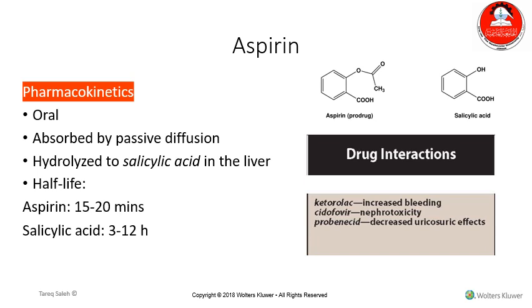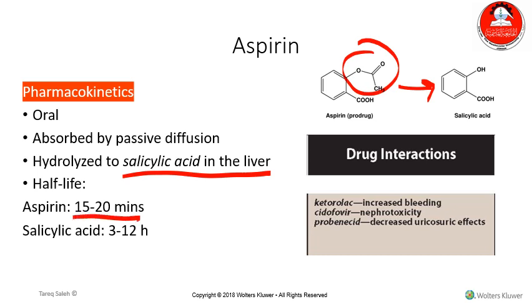Aspirin is frequently given orally, and it is rapidly and passively absorbed from the gastrointestinal tract. And as it passes through the portal veins, it undergoes first pass metabolism, and it's hydrolyzed into salicylic acid. Remember that the conversion of aspirin to salicylic acid means that you just need to lose this acetyl group, which is a very simple reaction. This means that aspirin has a relatively short half-life of 15 to 20 minutes.